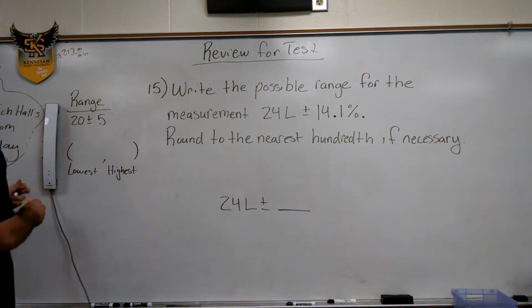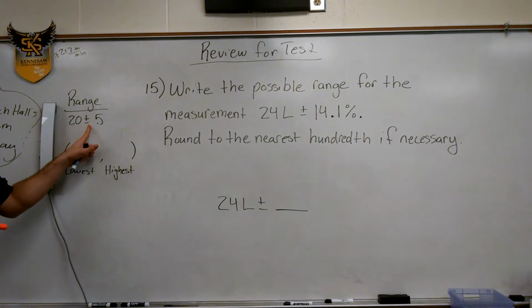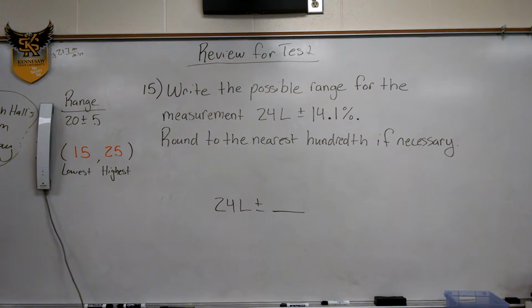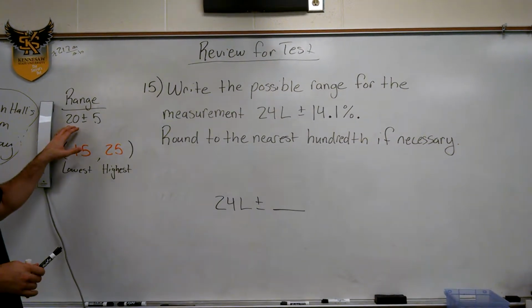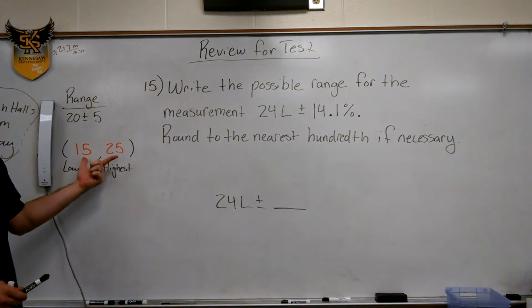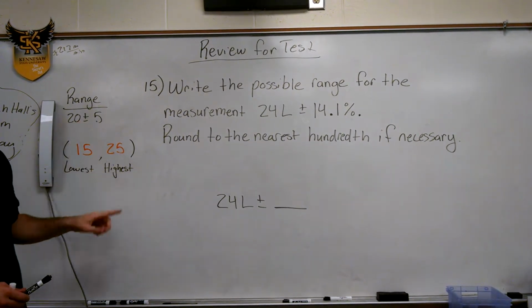I'll write this in orange. And then 20 plus 5, which is 25. So in this case, if they gave me the possible range of 20 plus or minus 5, that would mean that my range is from 15 to 25. Again, subtracting 5 to get the lowest, adding 5 to get the highest.